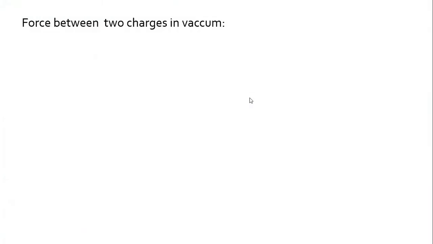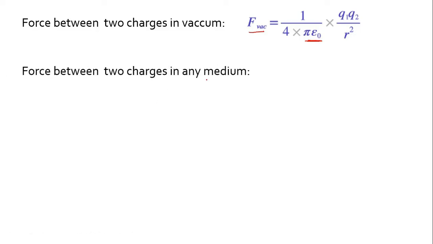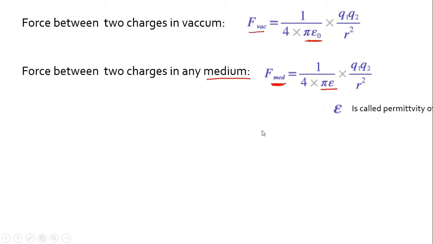Now, let us find one formula related to this. Whenever the force is present between two charges in vacuum, we have the formula F vacuum equals 1 upon 4 pi epsilon naught, Q1 Q2 by R square. But when the same charges are present in any medium, what will the formula be? F medium becomes 1 upon 4 pi epsilon, Q1 Q2 by R square. Here the difference is that we are not writing epsilon naught, because epsilon naught is the permittivity of free space or vacuum, whereas epsilon is called the permittivity of the intervening medium.